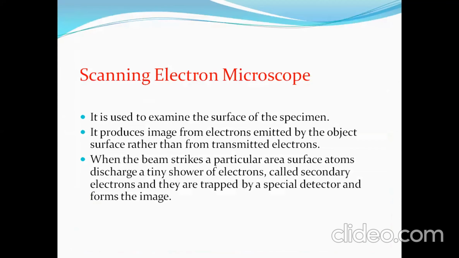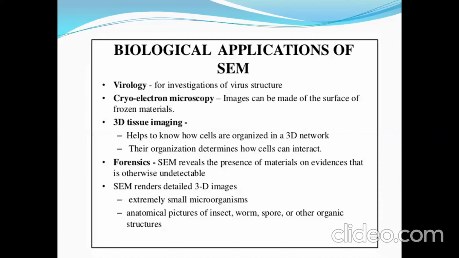And if we pass on to the scanning electron microscope, it is used to examine the surface structure. It produces images from electrons emitted by the object surface rather than from the transmitted electrons, which I've already mentioned. When the beam strikes a particular area, surface atoms discharge a tiny shower of electrons called secondary electrons, and they are trapped by a special detector and form the image. So obviously the SEM renders detailed 3D images.